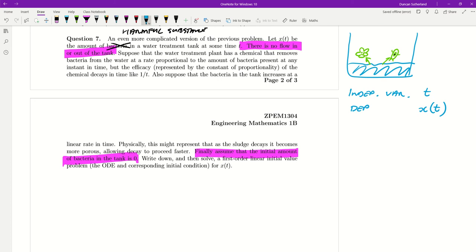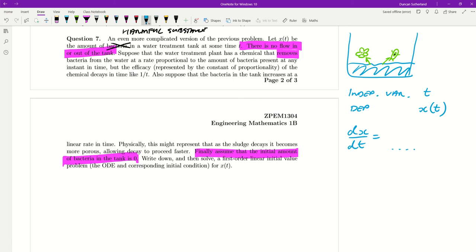Because we want to build an ODE model, we know that we're going to be getting something like dx/dt equals stuff, right? And we've got to figure out what that right-hand side is and then move on and solve the equation. So we're given a bit of information about the right-hand side. We've got a chemical that removes bacteria, right? So we've got some removal term. We've got a negative contribution to this rate.